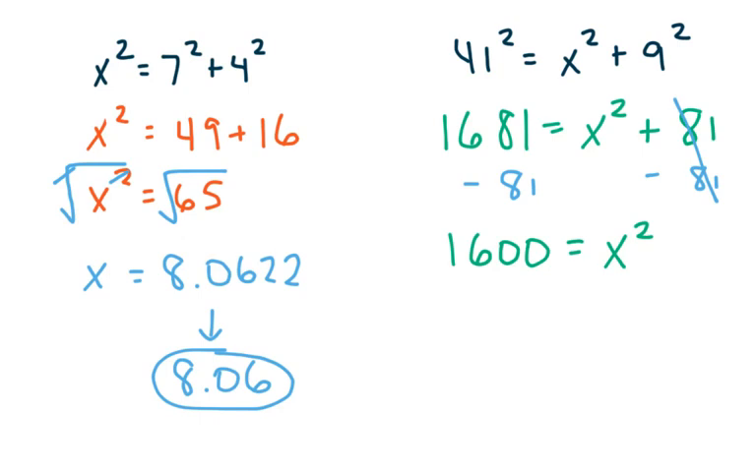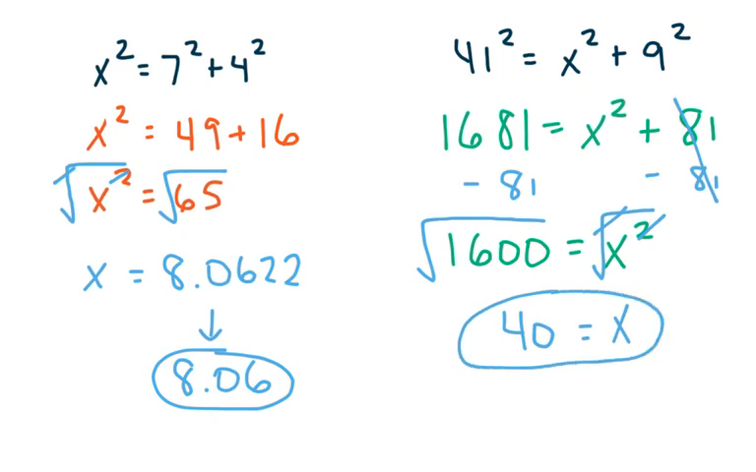And just as we did before, if I've got x squared, and I want to have x, I need to take the square root to make square root and squaring cancel each other, leaving me with just the x. If I take the square root of the right-hand side, I also need to take the square root of the left-hand side, and the square root of 1,600 is 40. So in this case, x is equal to 40.